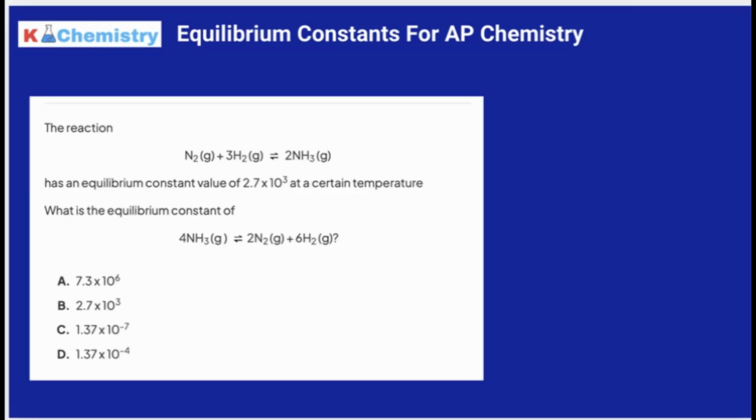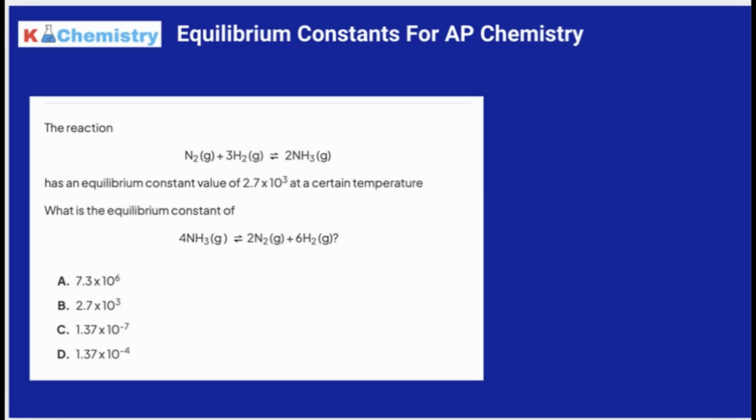N2 plus 3H2, this is the Haber process, forms NH3, and has an equilibrium constant of almost 2.7 multiplied by 10 to the power of negative 3. No, it is 10 to the power of 3. At a certain temperature, what is the equilibrium constant? If you make the calculations, you will find it. I give you a value of 1 mole of N2, so I need the value of 4 moles of NH3.